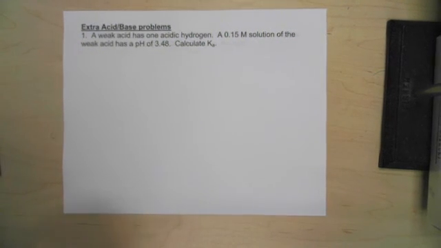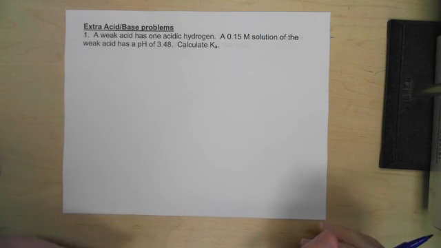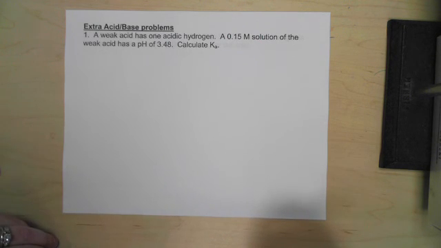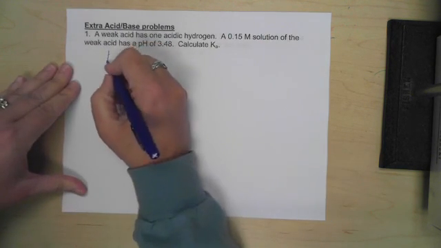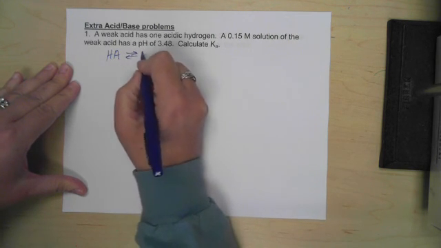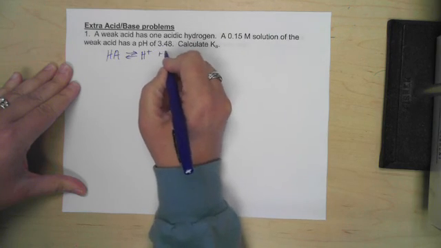Today we're going to work extra acid-base problems. These are weak acid and weak base problems. We're going to start with the weak acid problem. We don't know what the acid is, and it really doesn't matter because we can use the formula HA dissociates to H plus A minus.